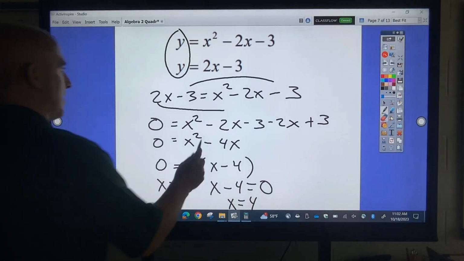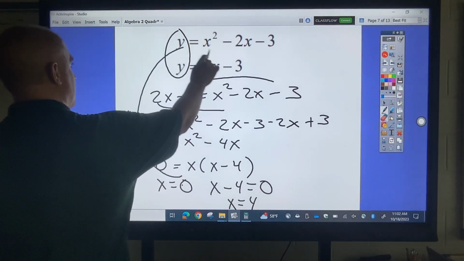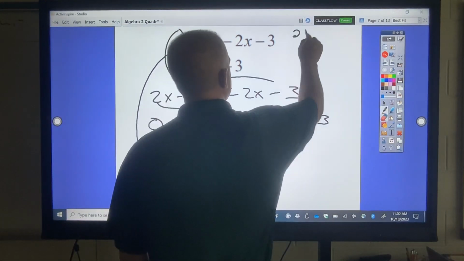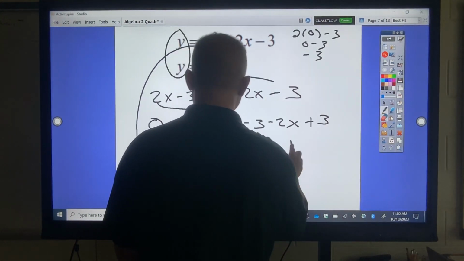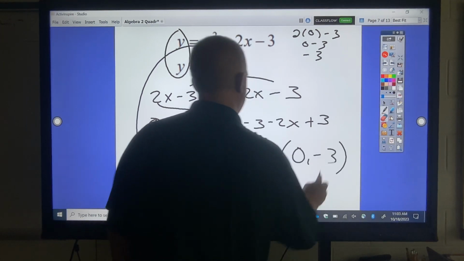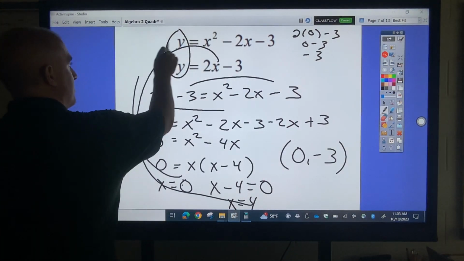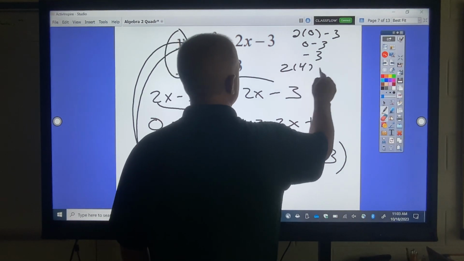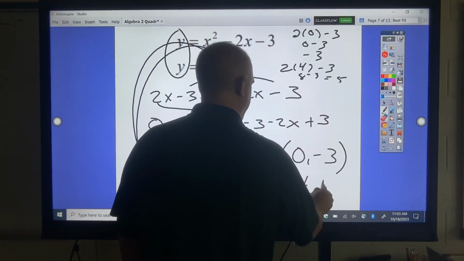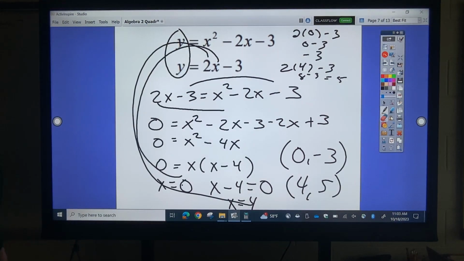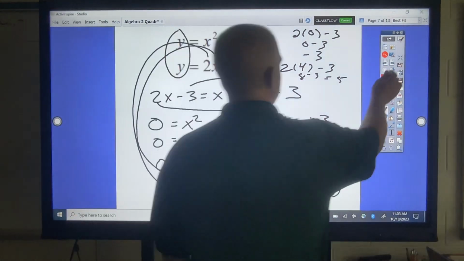Now, what I want to do is substitute this back in to help me calculate. 2 times 0 minus 3, that would be 0 minus 3, which would be negative 3. Okay, so for 0, that would be the answer. I would take 4, put that in there. 2 times 4 minus 3, that's 8 minus 3, which is 5. Okay, so my answers there are 4 and 5. So we did these graphically, but now that's how you would solve it algebraically.